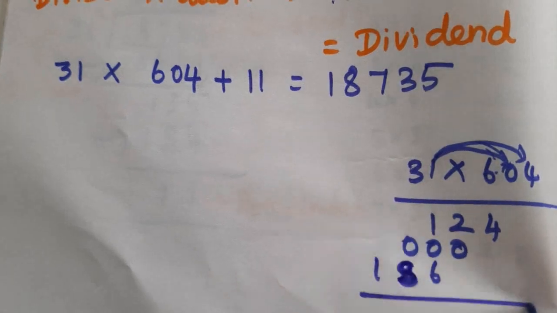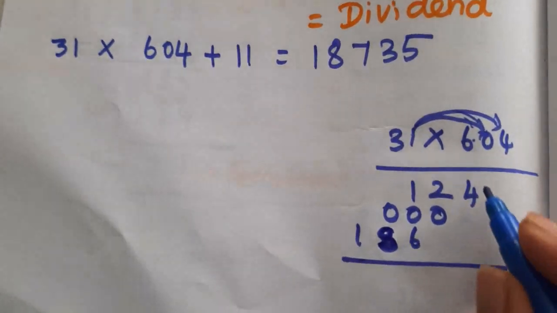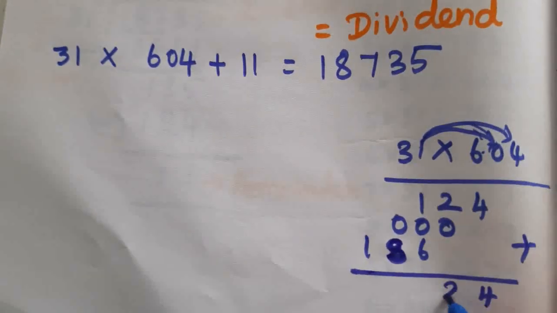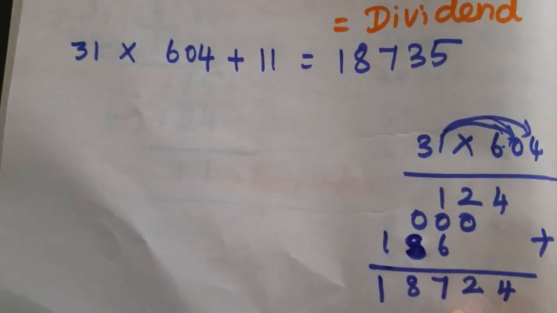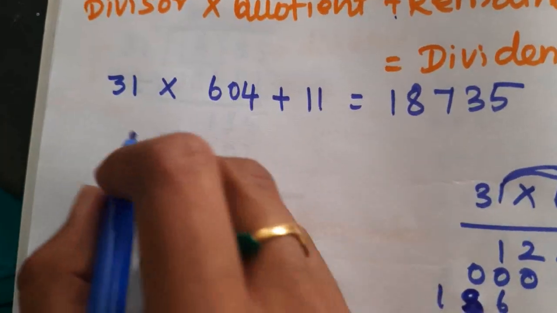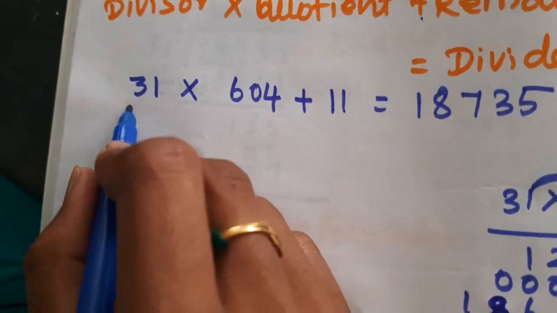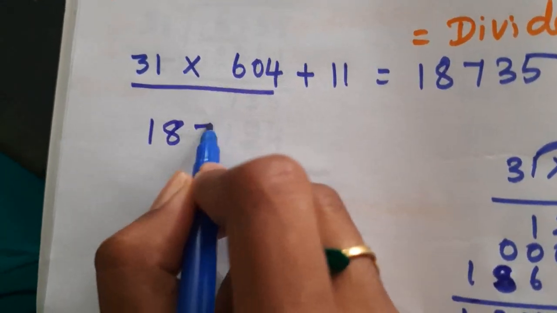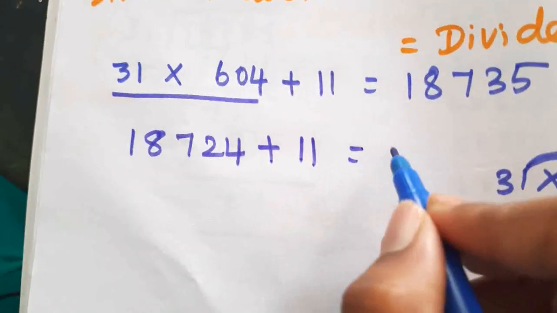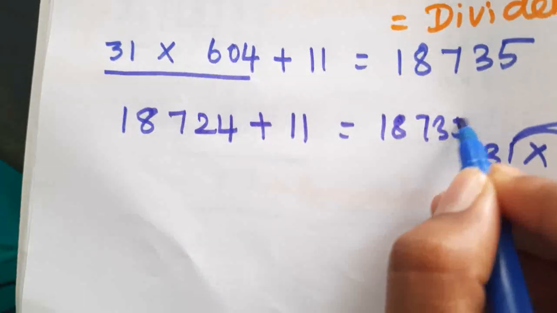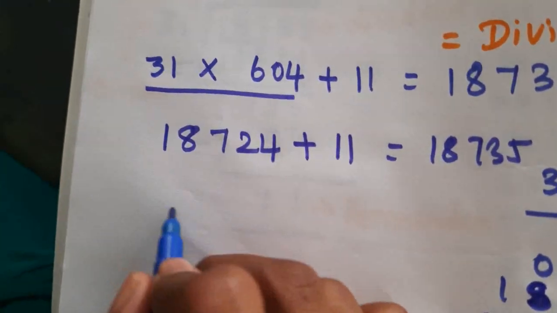Okay, now you do the addition process. 4, 2, 7, 8, 1. Okay, so what is the multiplication answer? A product. 18,724 plus 11 equal to the same. Okay, so add these two numbers.